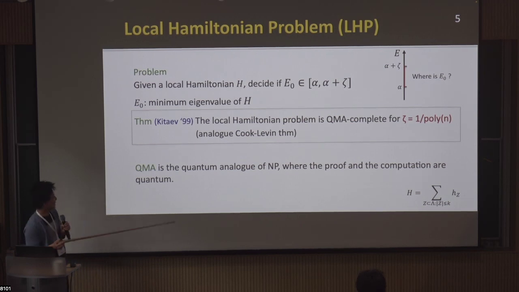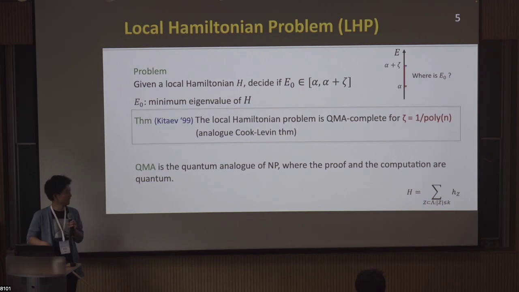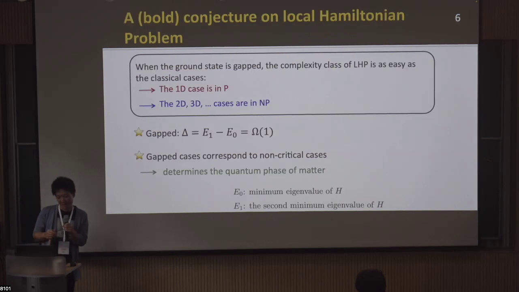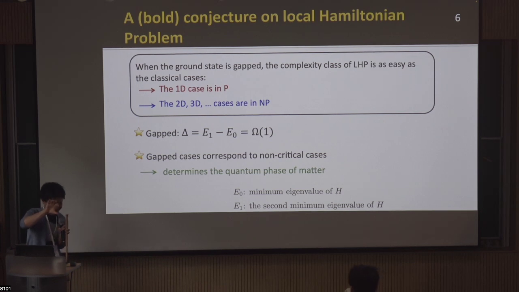But this case is considered for generic Hamiltonians, so in other words, it considers the worst case. If we consider more natural cases, for example physically natural cases, we can establish more efficient approximation schemes or a good description of the quantum ground state. In this context, the LHP conjecture was defined in this form. If the ground state is gapped, the gap means that the energy difference between the ground state and the first excited state is of order omega one, that is, larger than some constant which is independent of the system size.